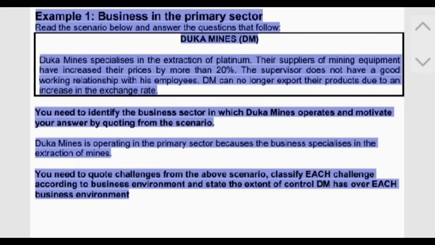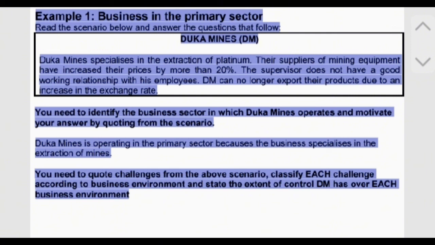This thing is very easy and they love to ask it a lot in your final examination. Believe me, you are going to get it in your final examination. Let me show the scenario on the screen so that you can see what I am talking about. This is an example of a business in the primary sector. The question will say, read the scenario below and answer the questions that follow.